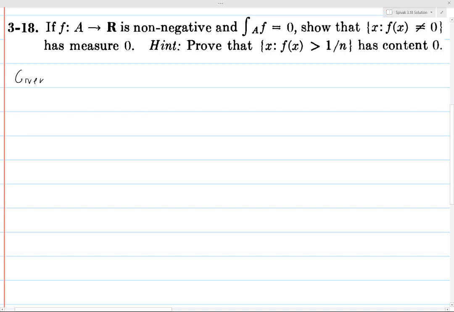So given any n, we're going to define the set. This hint says to look at the set of points where f is greater than 1 over n. So we're going to call it Cn. This is a set of points where f is greater than 1 over n. All right. Now I'm actually going to do this a little differently. I'm going to claim that the measure of Cn is equal to 0.